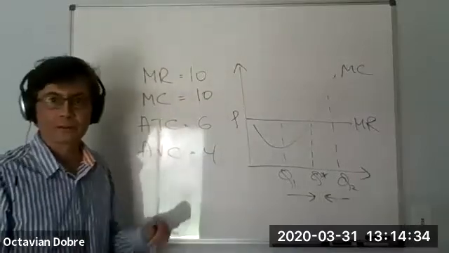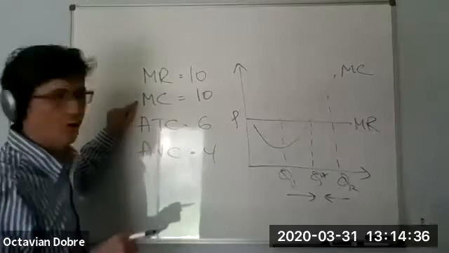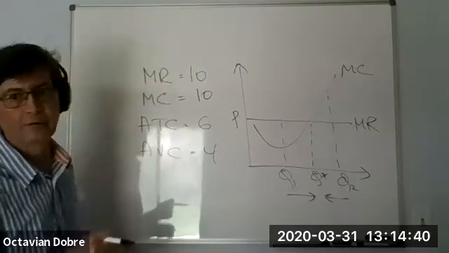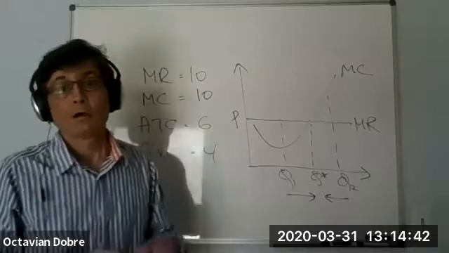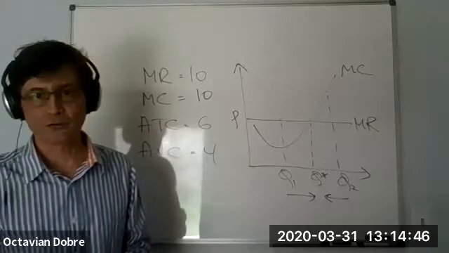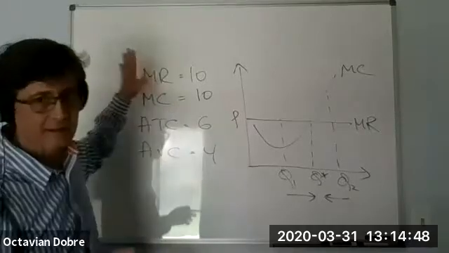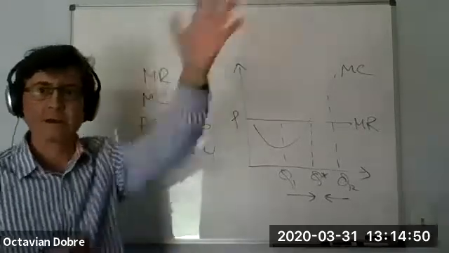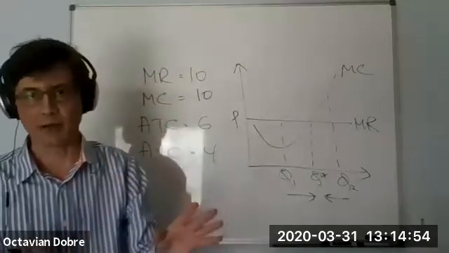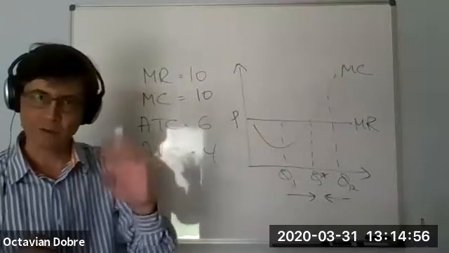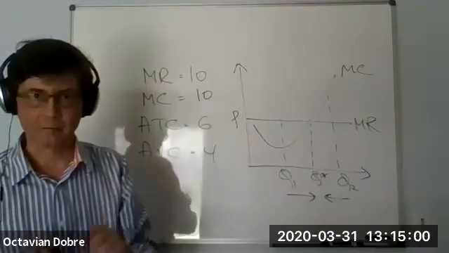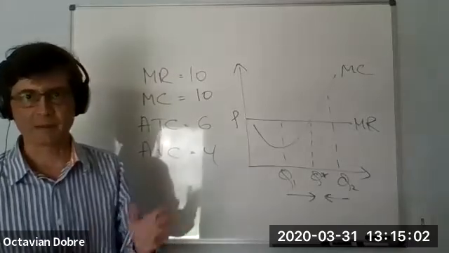Marginal revenue equals 10. Marginal cost equals 10. Average total cost 6. Average variable 4. Since it's a perfectly competitive firm, we know that marginal revenue is the same as the price. So the price is 10 bucks. If I give you marginal revenue and it's perfectly competitive, I gave you the price. It doesn't work with monopoly or monopolistic competition, but it works with perfect competition. Marginal revenue is the same as the price.